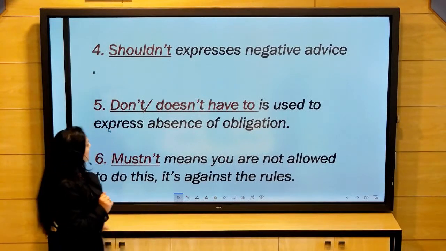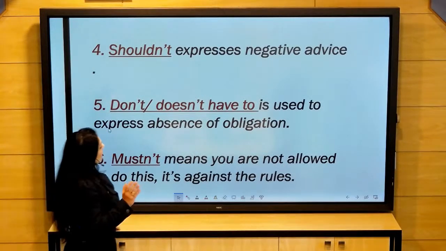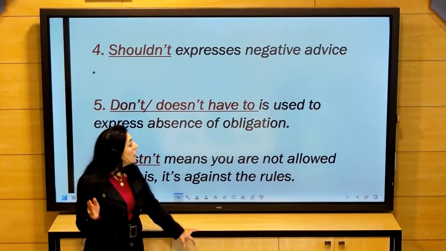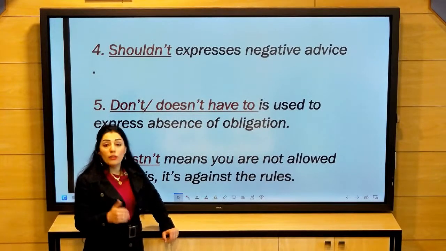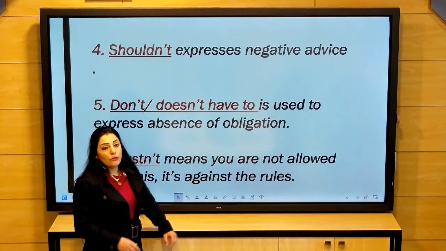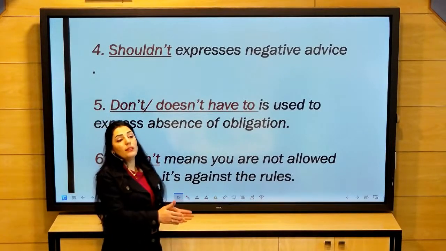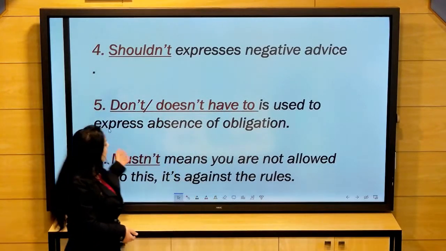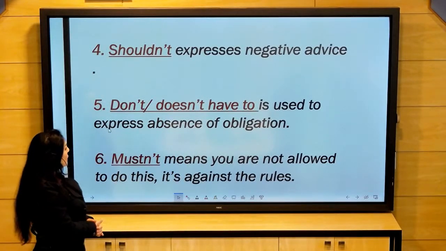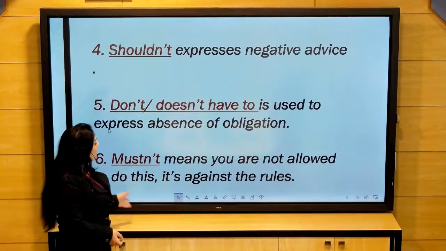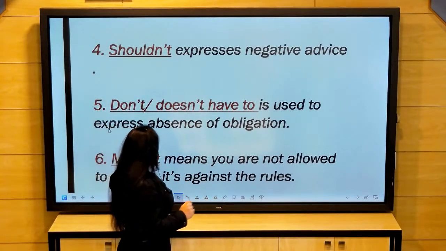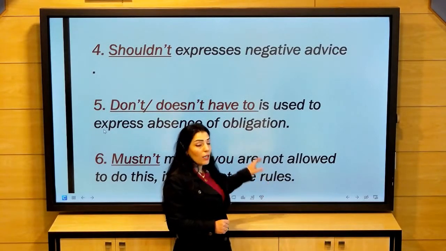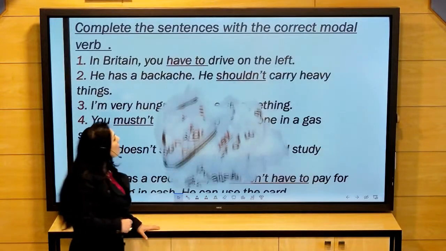Number 5, don't or doesn't have to is used to express absence of obligation. Okay, absence of obligation, or absence of necessity. When it's not necessary, you are not forced to do this thing, but you can do it. Okay, you can use don't or doesn't have to. Mustn't means you are not allowed to do this. It's against the rules. You are not allowed. Here we have prohibition. We use mustn't.